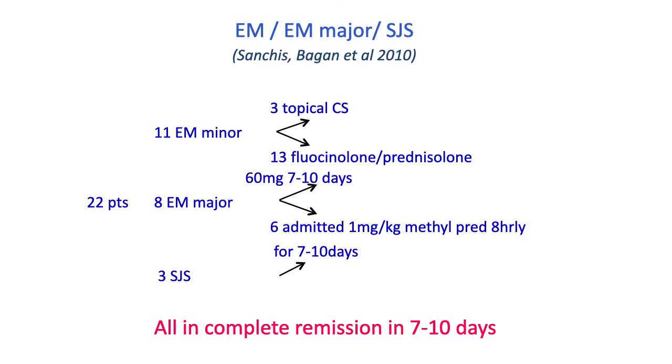This was an interesting study by Sanchez-Pagan et al. in 2010. They looked at 22 patients with a range of severe ulceration: EM minor, EM major, and then they've got 3 with a separate condition, Stevens-Johnson, which is drug-induced, as you know. And here you can see the sort of treatments that they implemented, leading to complete remission in all patients in 7 to 10 days. So topical for the minor, oral prednisolone at high dose for the major, and methylprednisolone for the more severe major and Stevens-Johnson patients. So do not worry about introducing these treatments, they're essential.